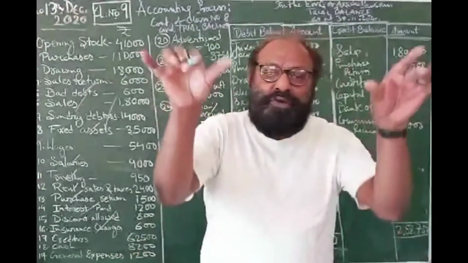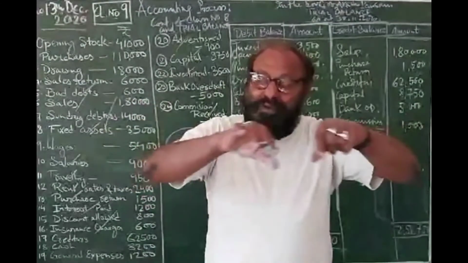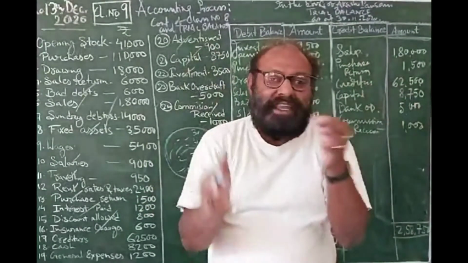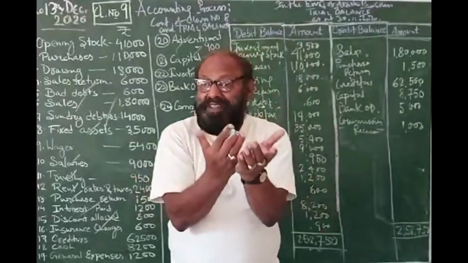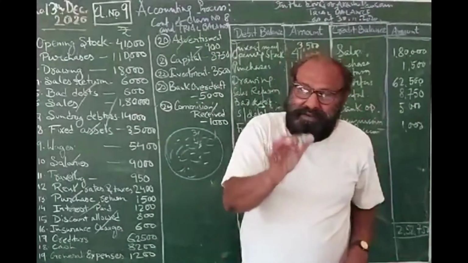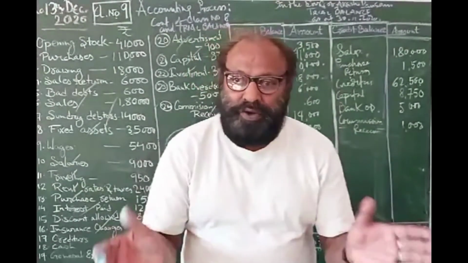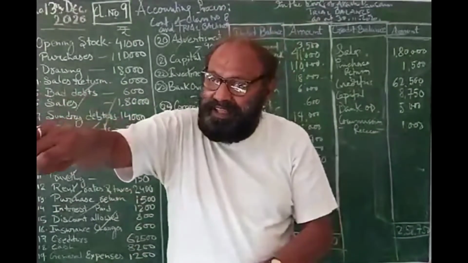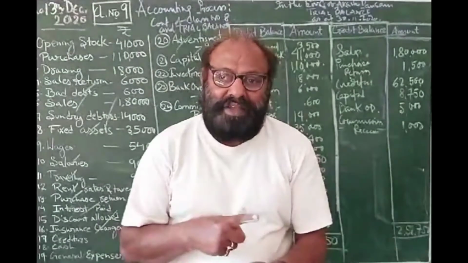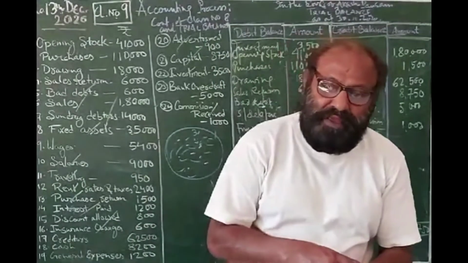And after completion of the posting, what will we do? We will make the totaling, that is known as casting. And after casting, we will balance both sides of the accounts. After balancing, we are getting a good number of balances. Some are debit balances, some are credit balances. So with this, we want to play with these balances. We make a group, the debit balances in one group, the credit balances in the other group, and we get the amounts tallying. This means our accounts are 100% correct so far as the arithmetical aspect is concerned.